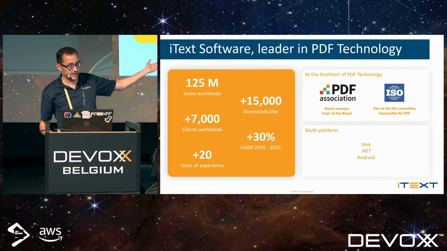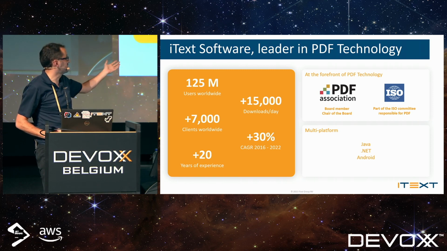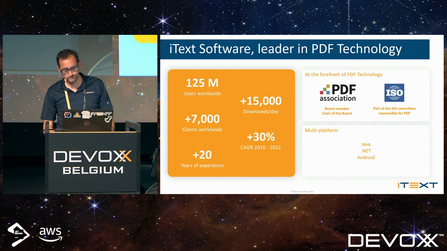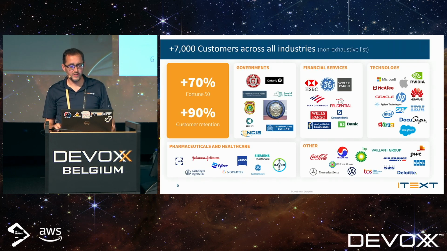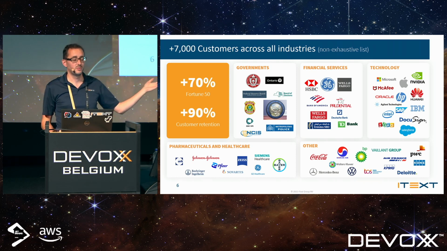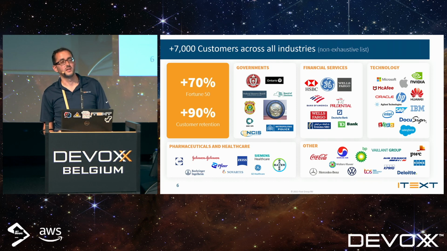And as mentioned, iText, the software, not the company, is multi-platform. It's Java, .NET, and as of recently, Android. Then we have about 7+ customers across all industries. This is a non-exhaustive list. I'm not going to show you 40 slides of customers. But if you are a customer of ours or a user of ours, you're in good company because of the good people up on the slide deck here, but also because of our support engineers who are very awesome, I would say.